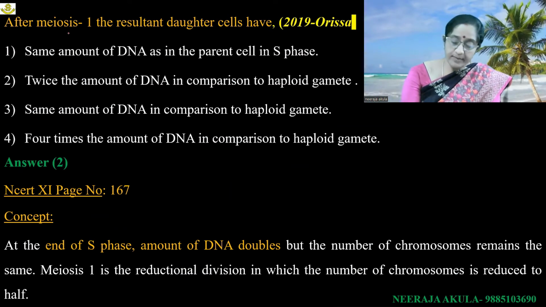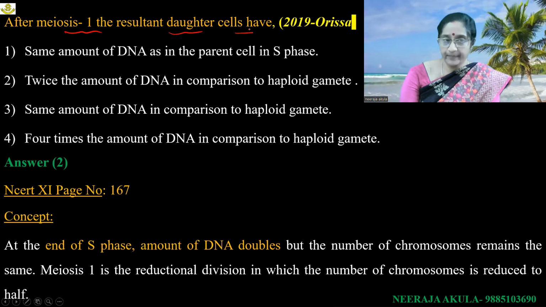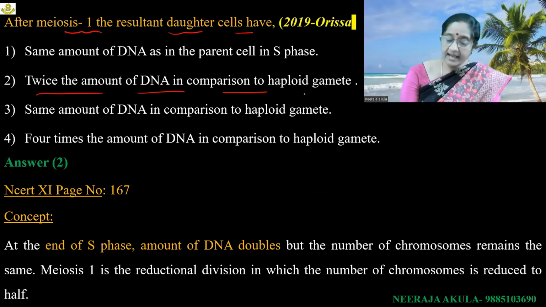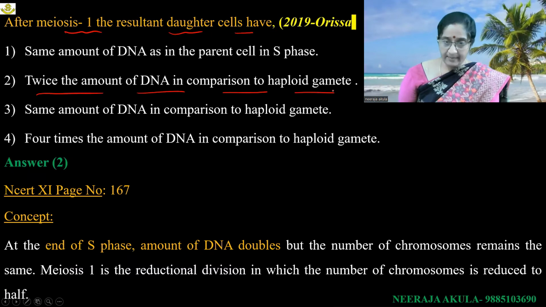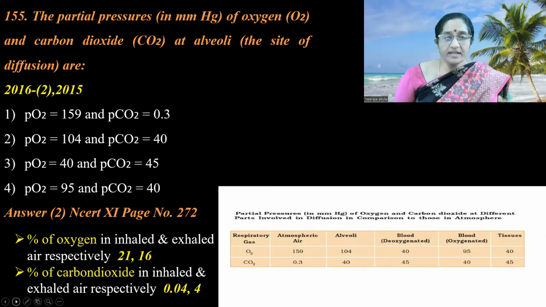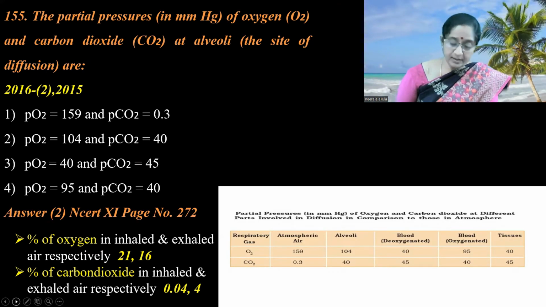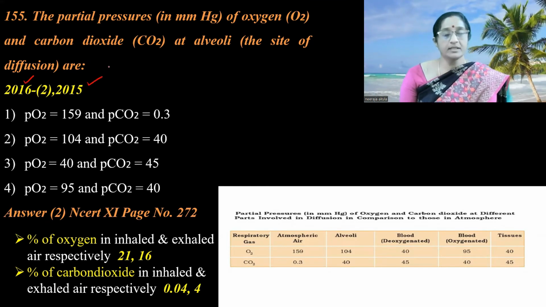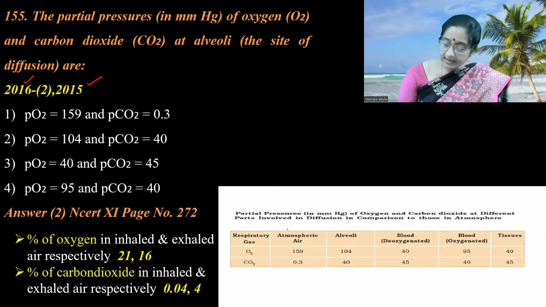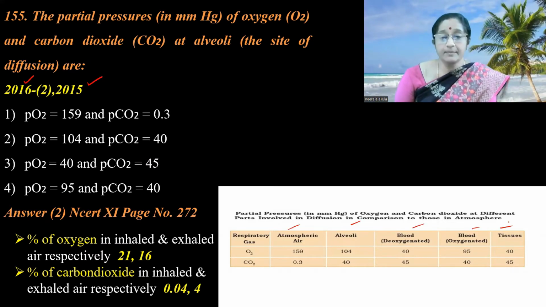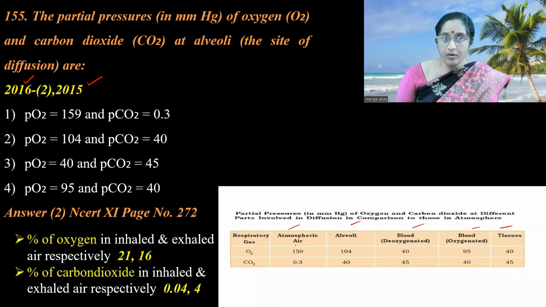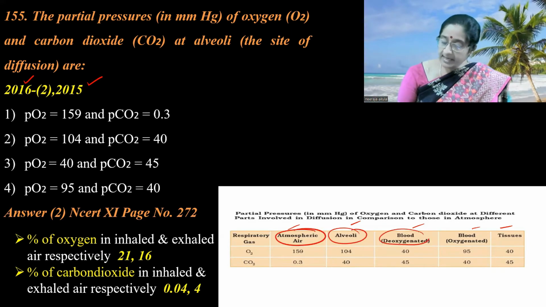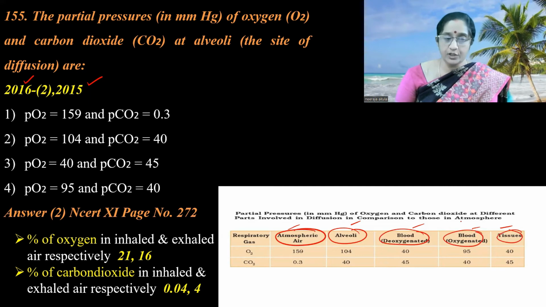You can see this question: after meiosis 1, the resultant daughter cells have twice the amount of DNA in comparison with the haploid gamete. The partial pressure of oxygen and carbon dioxide at alveoli are. So this is the question which appeared in 2016 phase 2, and also we got this in 2015. So here is the table where you can come across the partial pressure of oxygen and carbon dioxide at different areas: in the atmospheric air, alveoli, deoxygenated blood, oxygenated blood, and also in the tissues.